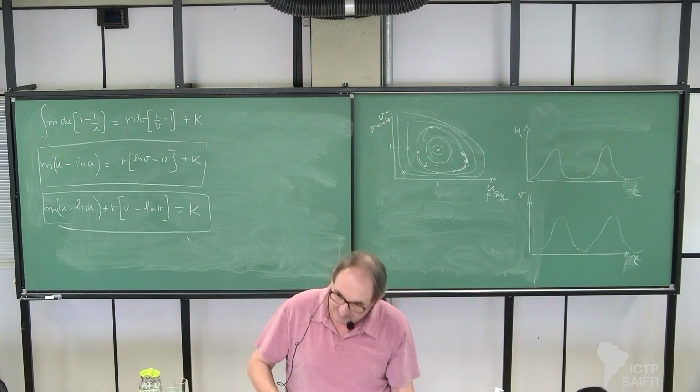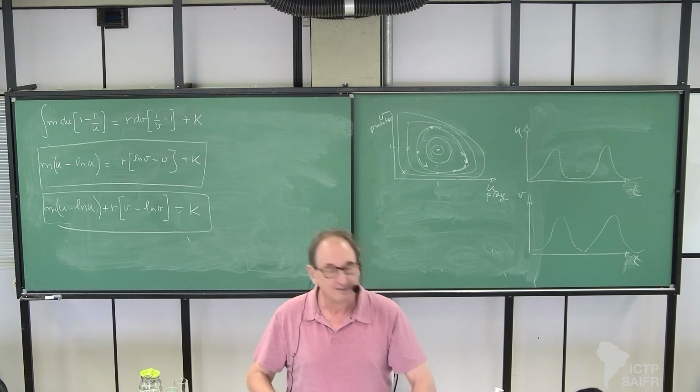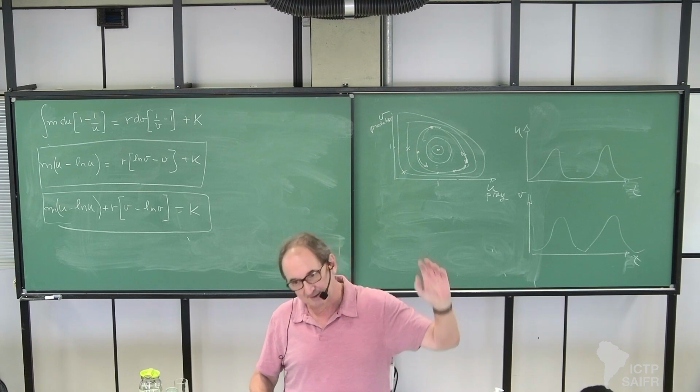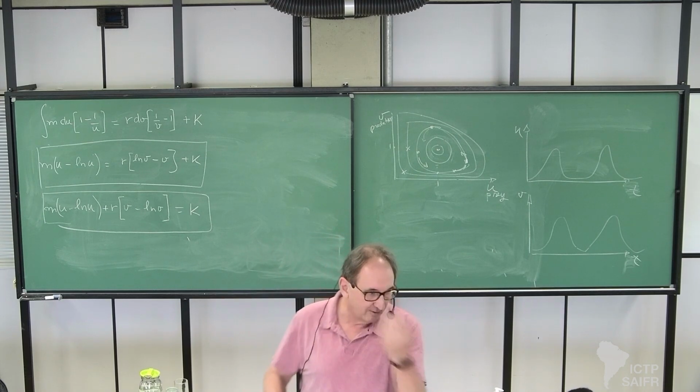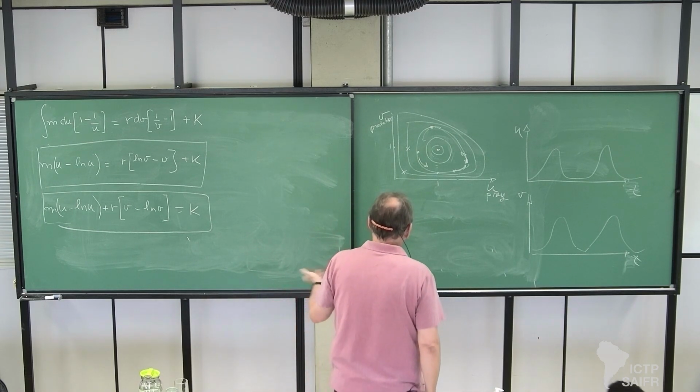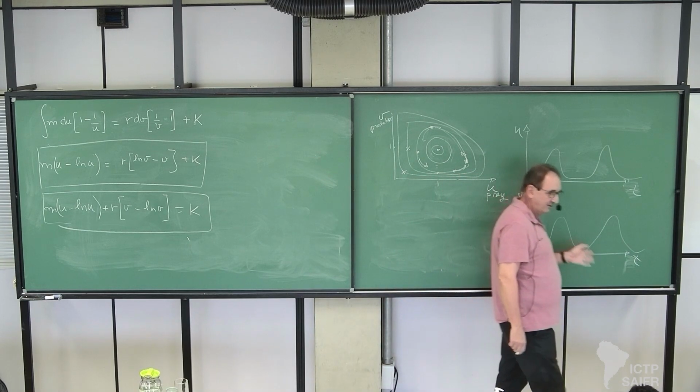Then there's not enough resources. The predator starts to decrease, then the resources, the prey grows again, and so on. Okay. Now this is the main result of the Lotka-Volterra model.